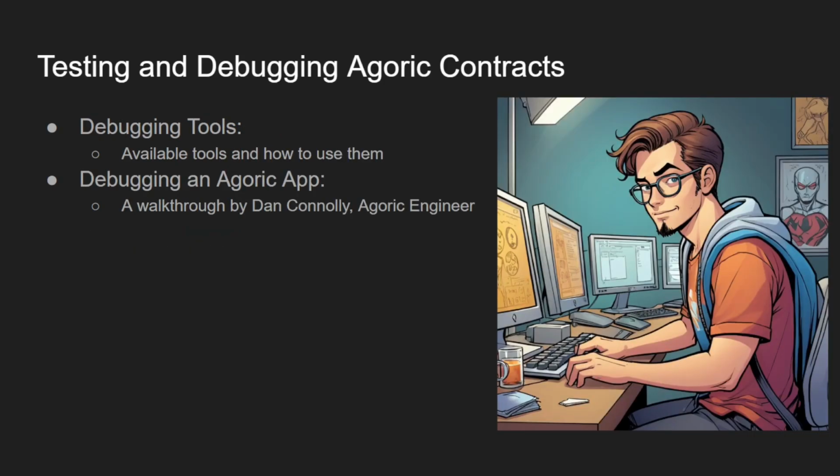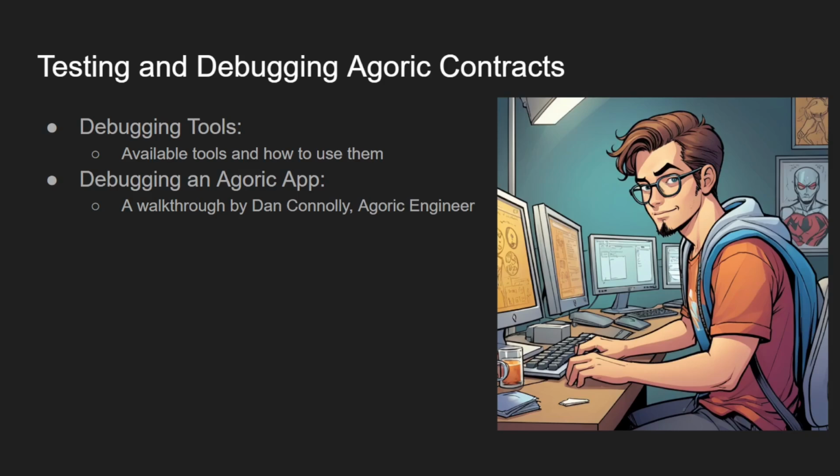Debugging tools are essential for identifying and fixing issues in your contracts. Tools like console log are simple yet effective and help you to log information to your console. Debugger statements are helpful for pausing execution, allowing you to inspect the state of your contract.